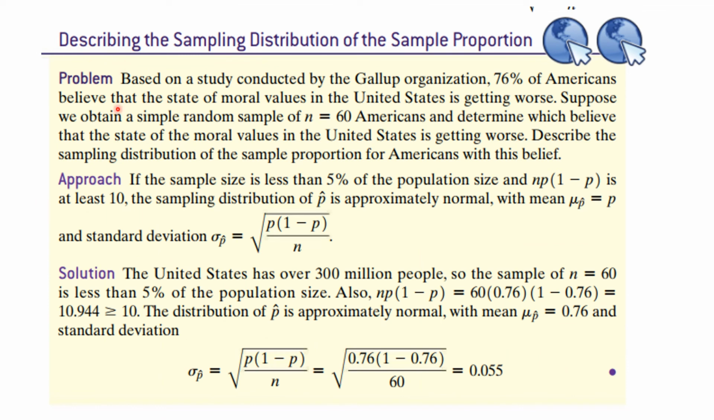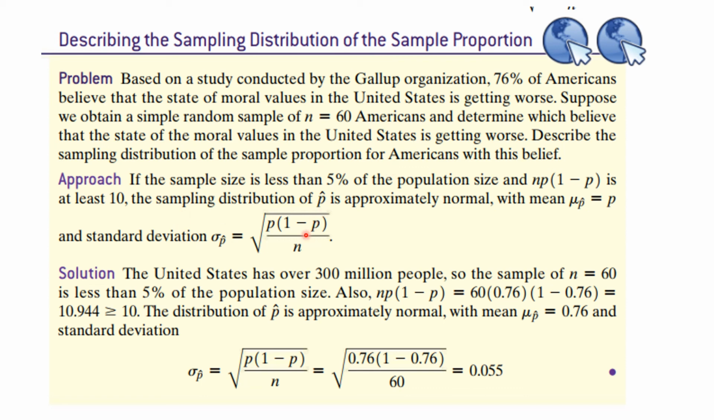Let's do an example here. Based on a study conducted by the Gallup organization, 76% of Americans believe the state of moral values in the United States is getting worse. So suppose we get a random sample of n equals 60 Americans and determine who believes the state of moral values is getting worse. We ask them the question, is it getting worse or not? Describe the sampling distribution of the sample proportion for Americans with this belief.